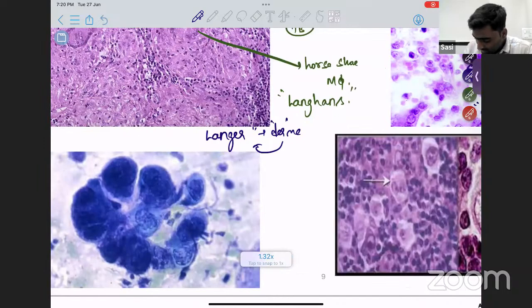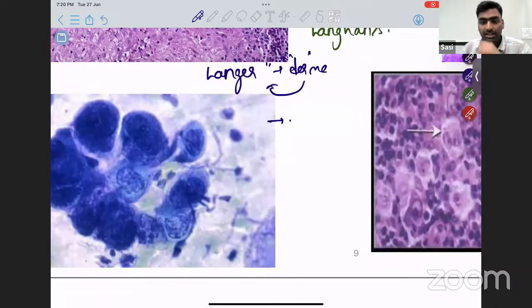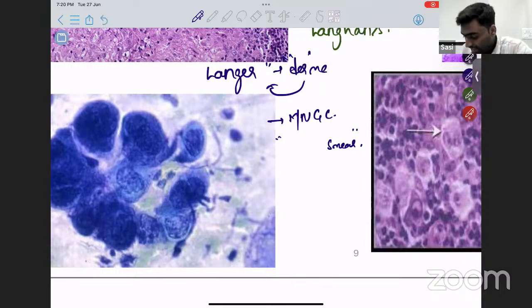Next one. This was asked in the last FMGE exam. If you see this, it is a multinucleated giant cell, and this is a type of smear which is used in dermatology. Will you name this smear? Yeah, it is known as the Tzanck smear, in which if you see these multinucleated giant cells, they will be seen mostly in a case of HSV1.